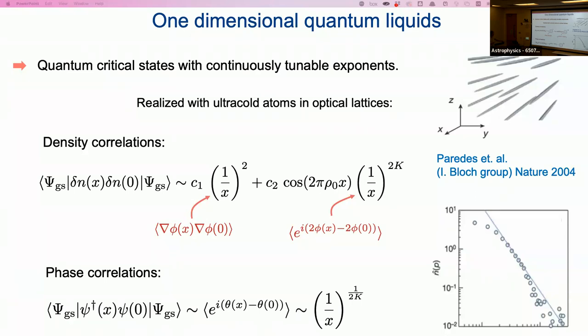And it also has power law decay of the phase correlations, which are dual to these density correlations, and they decay basically with the power law that's set by 1 over K instead of K. That's a duality between them.